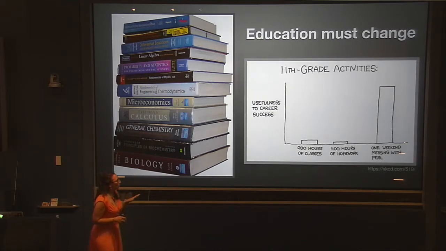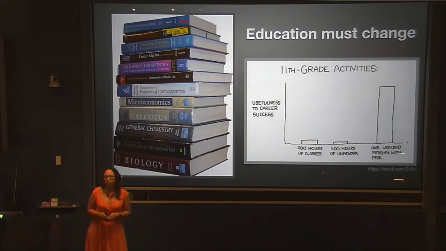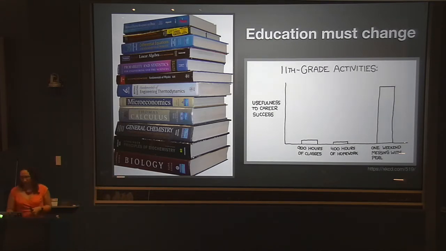And so the slide is the 11th grade activities' usefulness to career success. One of the low bars is 900 hours of classes. There's another low bar, 400 hours of homework. But the thing that was the most useful to career success is one weekend messing with Perl, which is a software programming language, which at least for me has been extremely true, that a little bit of time learning how to code has paid off really substantially. Learning to code on my own has paid off really substantially in terms of career success.